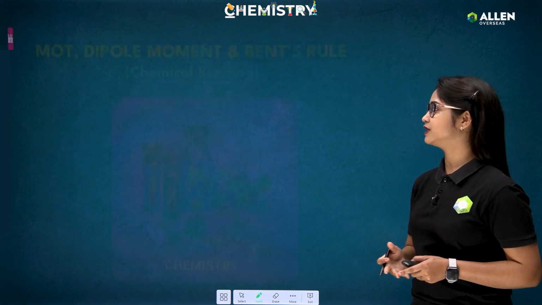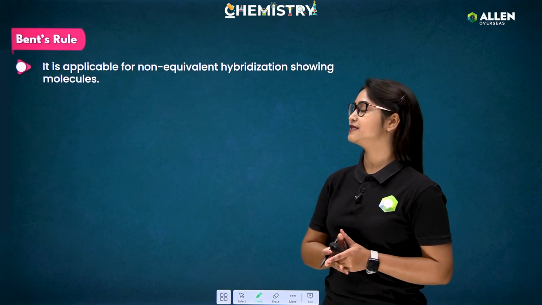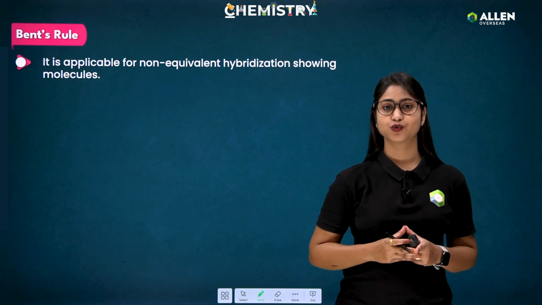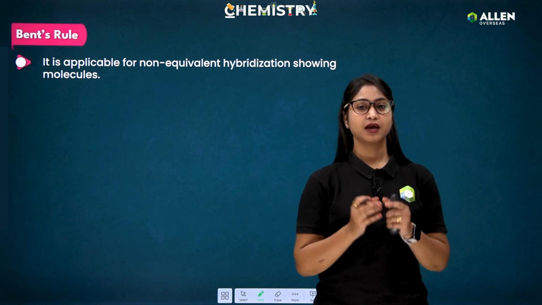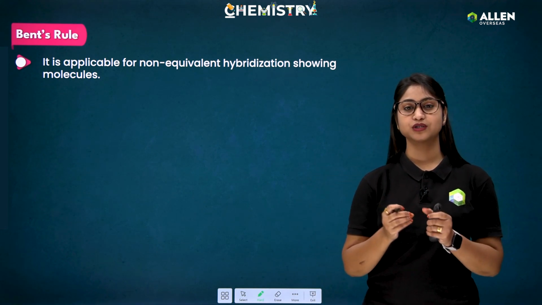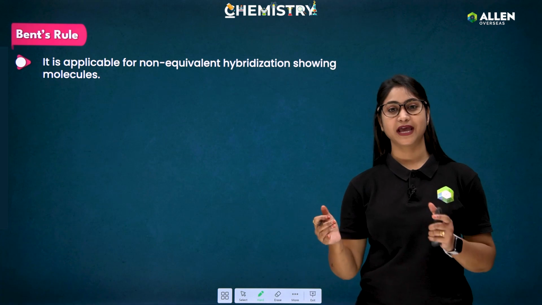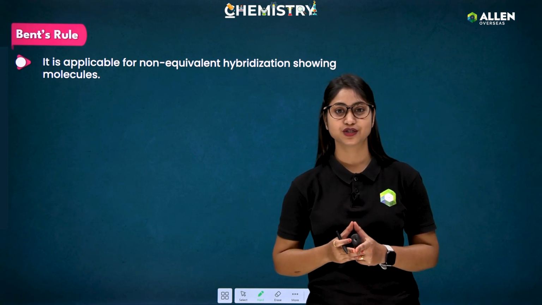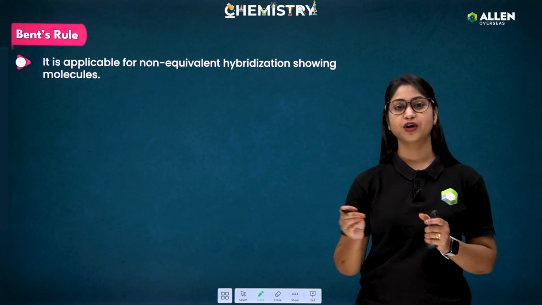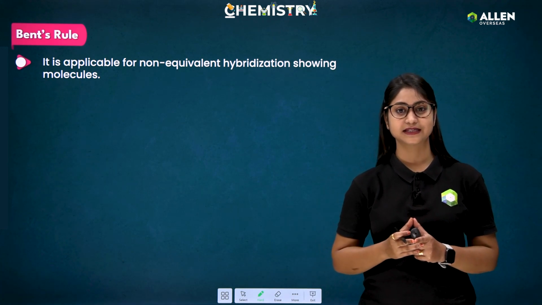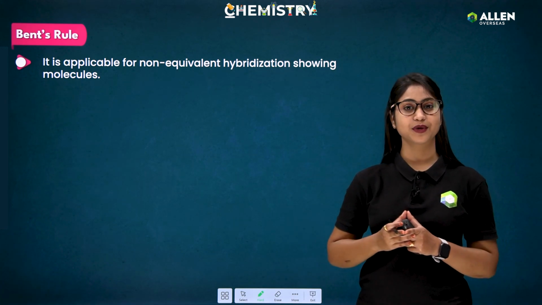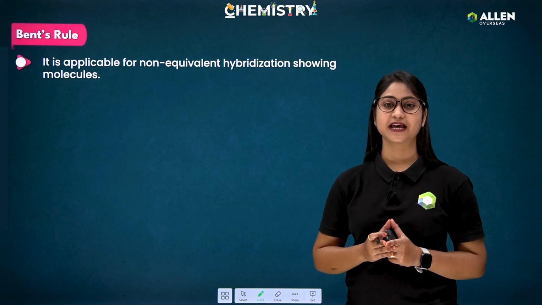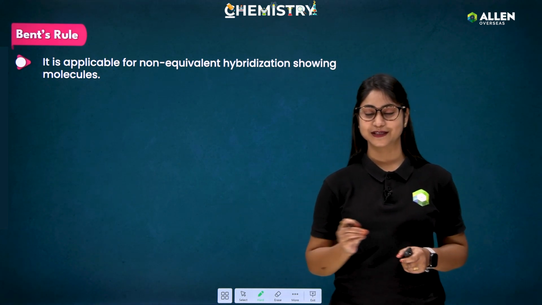So let's start with the very first topic, that is Bend's rule. This is a very important rule, and on the basis of this rule, questions based on bond order, bond length, bond angles, bond strength, bond energy, such kind of very important questions are being asked in the exam, right? So that's why this topic is very important. So let's understand what this rule says, okay.